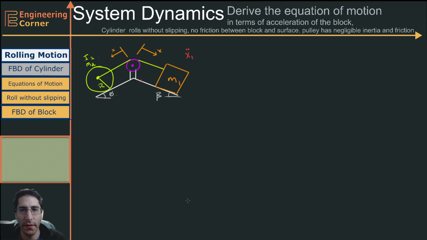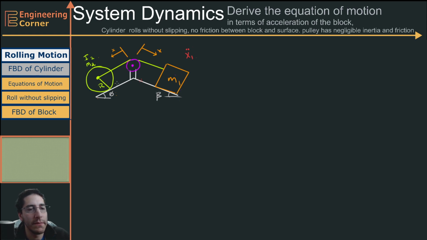So the angle of the plane for the cylinder is an angle theta. The angle of the plane for the mass is angle beta. Now, I've defined the x positive direction to be going down the plane for both the cylinder and the block. The cylinder has a radius of r. It has a mass of m2, and it has an inertia of I2. The block has a mass of m1.